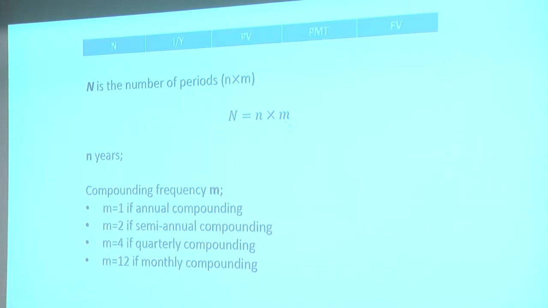So for annual compounding, M is 1. For semi-annual compounding, it is 2, and for quarterly compounding is what? 4, and for monthly compounding it is 12, right?